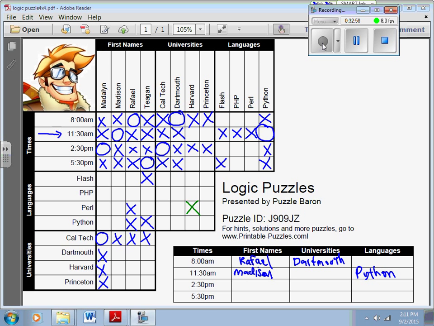Madison graduated from where? Princeton. Now, from my clues right now, it's either Harvard or Princeton, so I still don't know which one yet. Madeline arrived at 2:30, and Madeline graduated from Caltech. All right. And do we know what program Madeline uses? Not yet. Madeline arrived at 2:30. She went to Caltech. She's not the Python programmer.